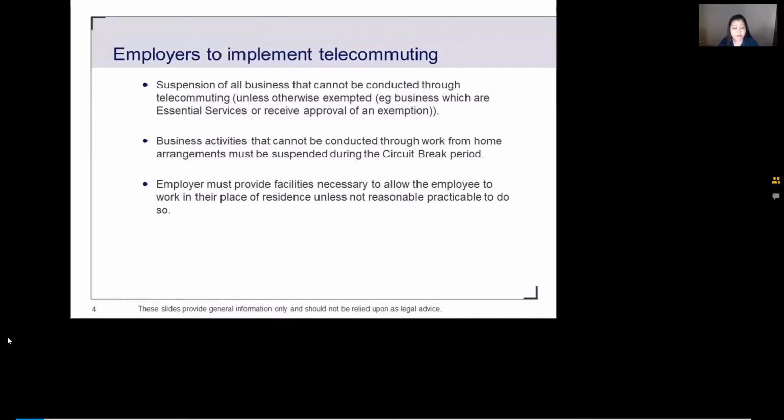Okay. So employers are also expected to provide their employees with facilities required to enable them to work from home unless it's not reasonably practicable. So the exact standards for this are not legally prescribed. So what should employers do? I think it's probably reasonable for employers to provide the employee at least remote IT access to enable them to do their work, as well as maybe access to a laptop or computer, especially if it's not something that the employee already has at home.